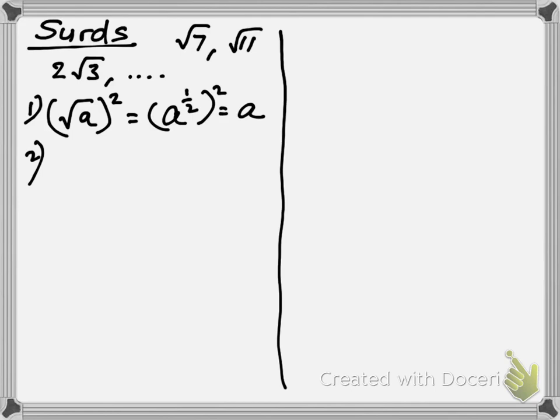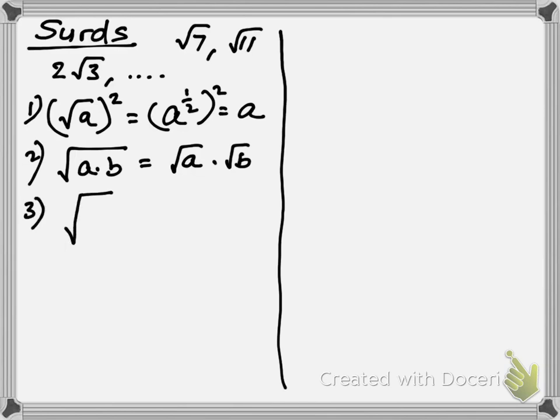The second rule is to do multiplications under the square root banner. So if you have the square root of a times b, it simplifies to square root of a times square root of b. You can separate them, and it works both ways. Number three is the same thing using division. If you have the square root of a over b, it is the square root of a divided by the square root of b, and you can use this to simplify expressions.